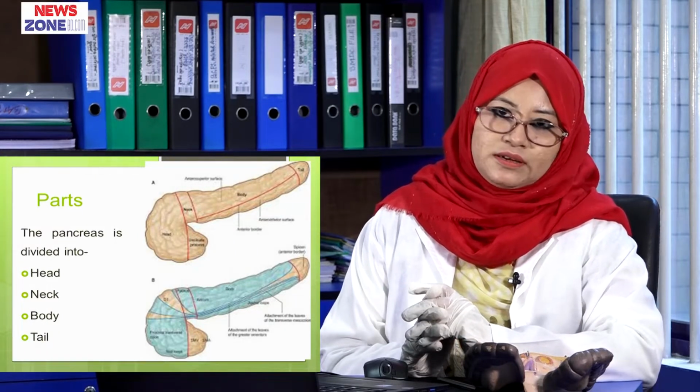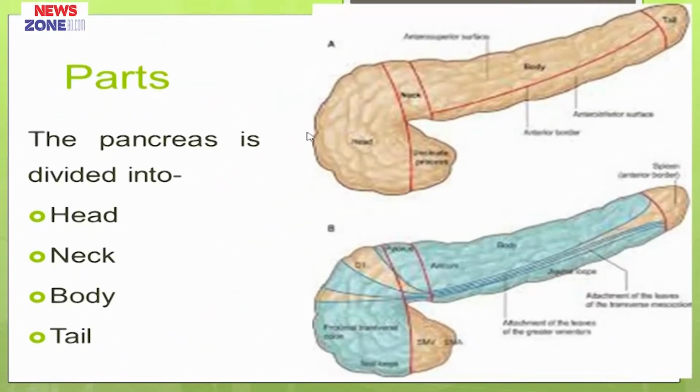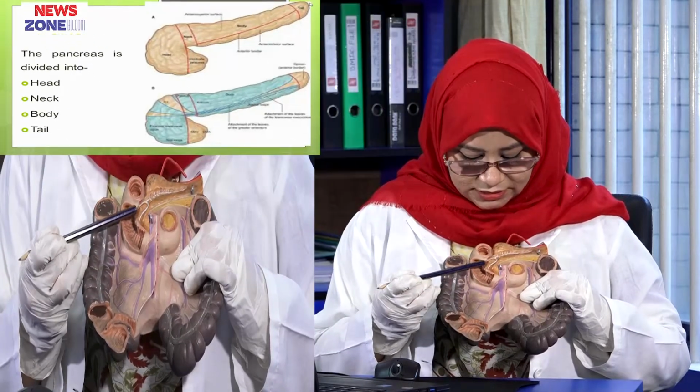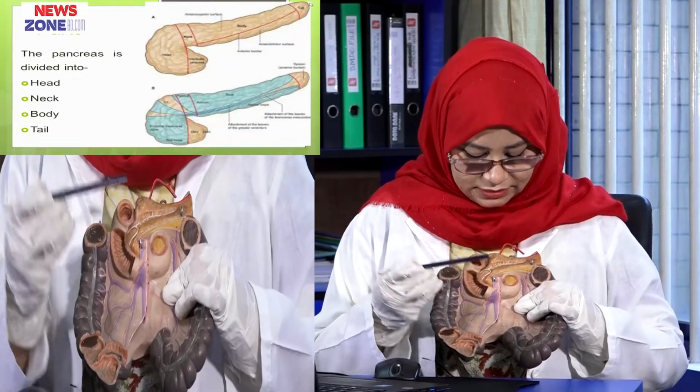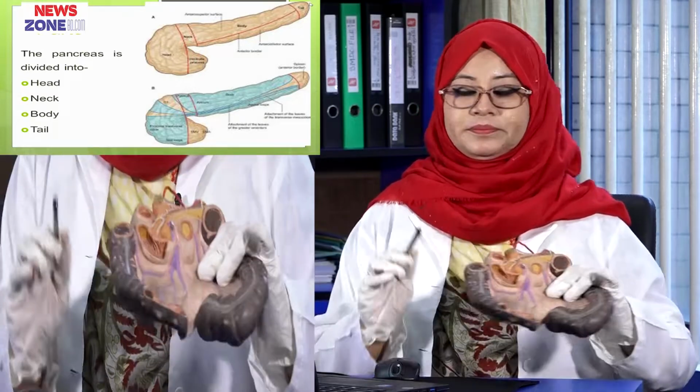Now parts of the pancreas. Pancreas has 4 parts: head, neck, body and tail. Here we can see this is head, this is neck, this is body and this is tail.